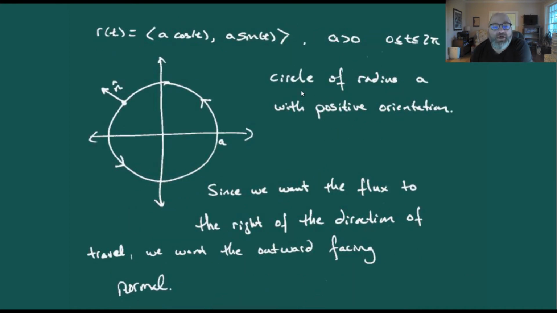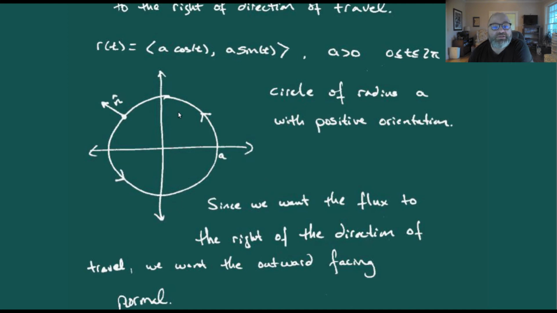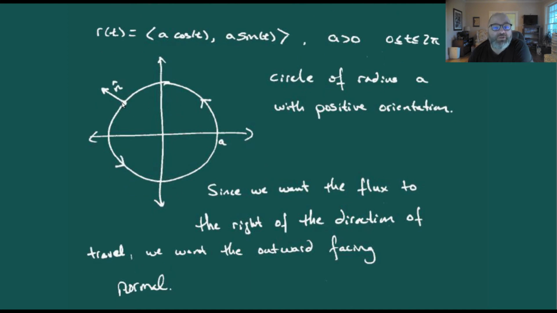How do we calculate that? We've got our parameterization for the curve, a cosine t and a sine t. A is just going to be some positive real number. Graphically again, the direction that we're tracing the curve is counterclockwise. We want the unit normal facing outward, since we want the direction to the right of how we're tracing out the curve.